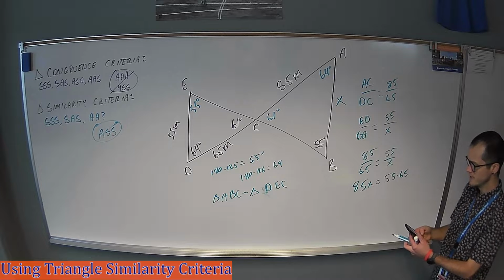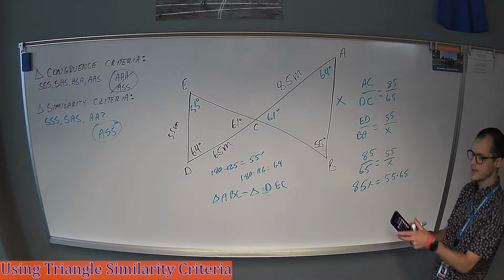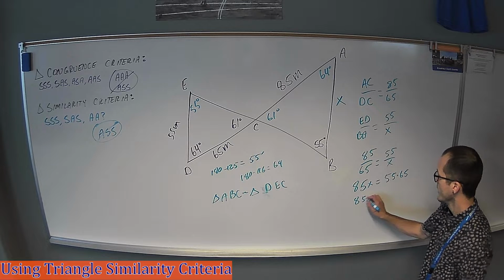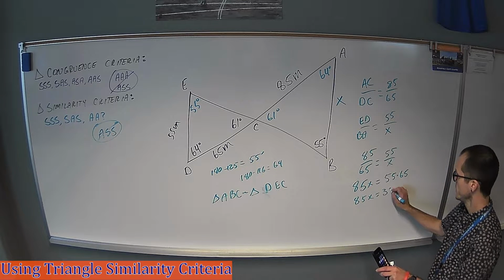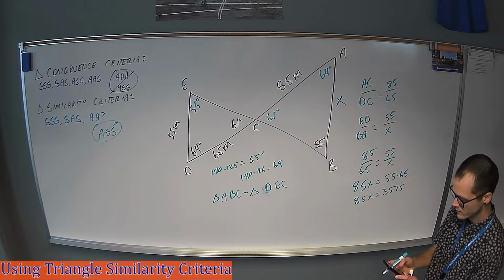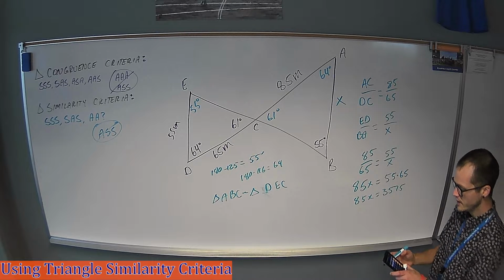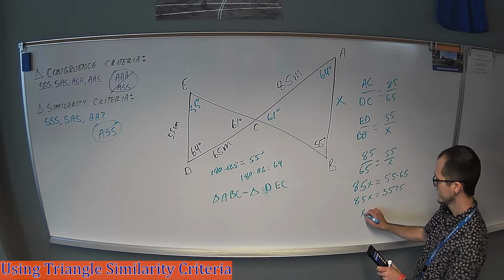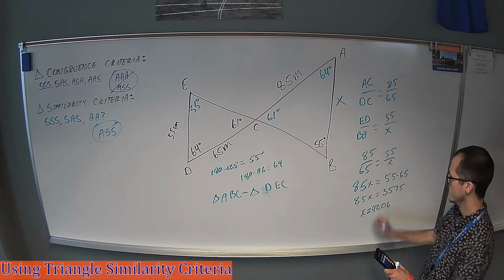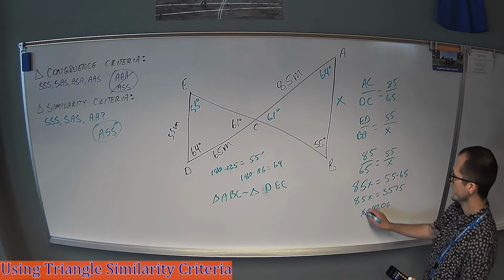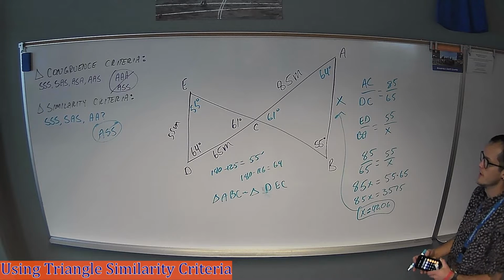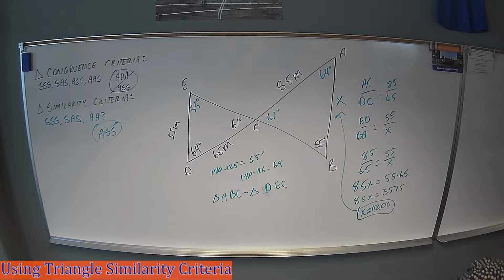55 times 65, I just learned, is 3,575. So 85X equals 3,575. Divide both sides by 85. And we learn that X equals 42.06 approximately. I had to get my rounding on. Therefore, our claim is that that's the length of x. It's a little gross.